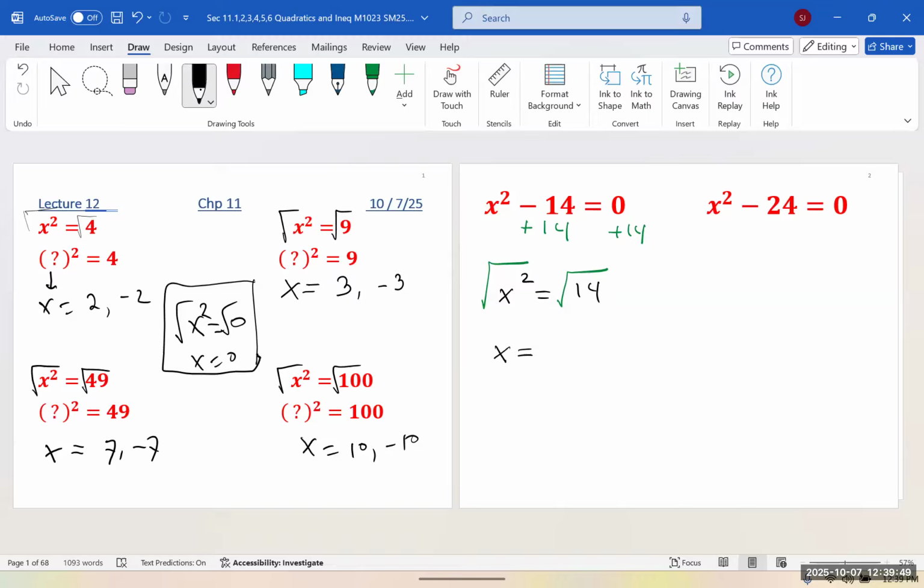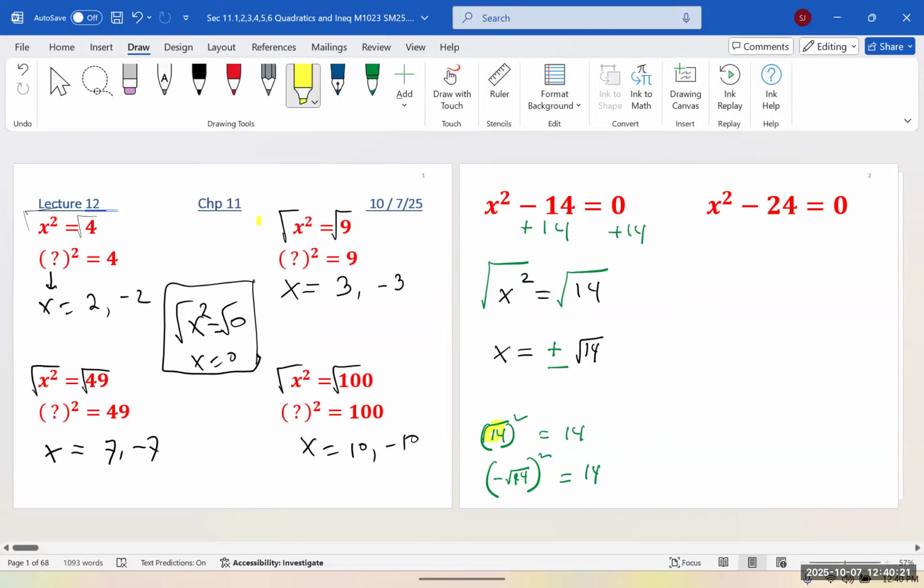Do you know what is square root of 14? No. So we keep our square root of 14. But how many choices do we have? Two. One is plus, one is minus. So we have two numbers. One is positive square root of 14, whose square gives you 14. Or negative square root of 14, whose square will also give you 14. There are two choices.